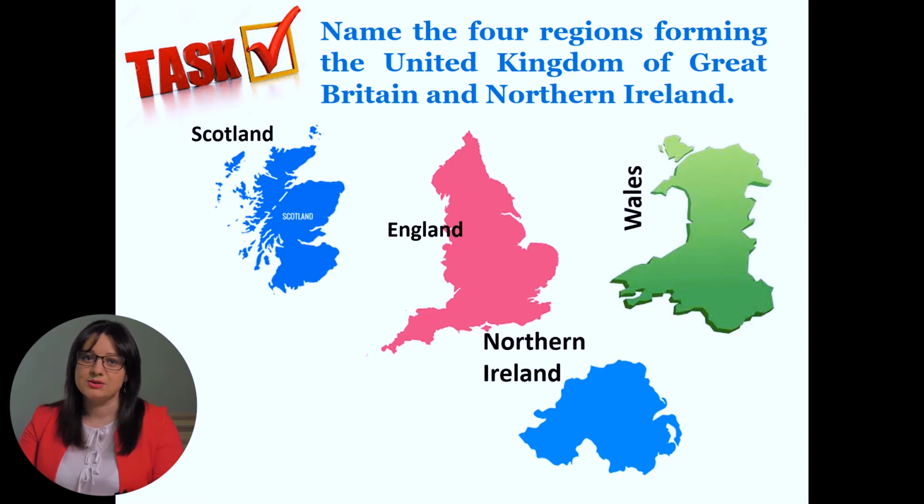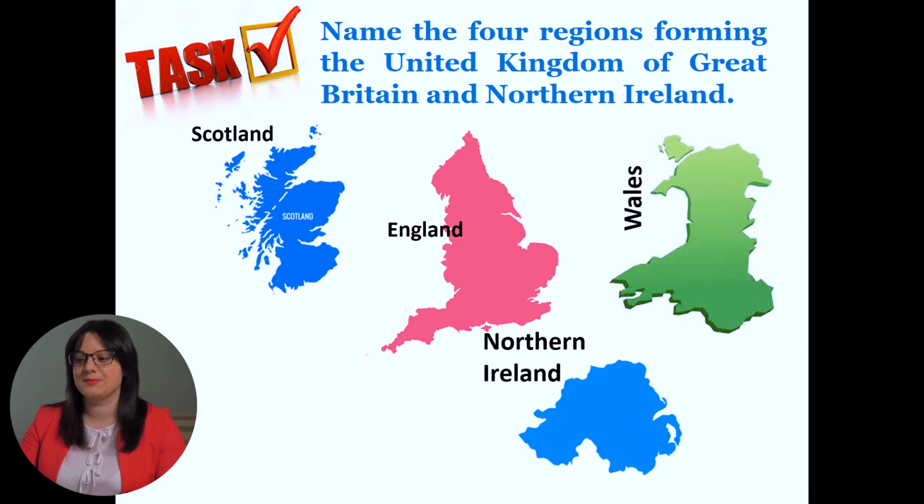England, Scotland and Wales. Together, they form Great Britain. Great Britain and Northern Ireland form the United Kingdom of Great Britain and Northern Ireland. Can you label them on the map? Do you know their capital cities?